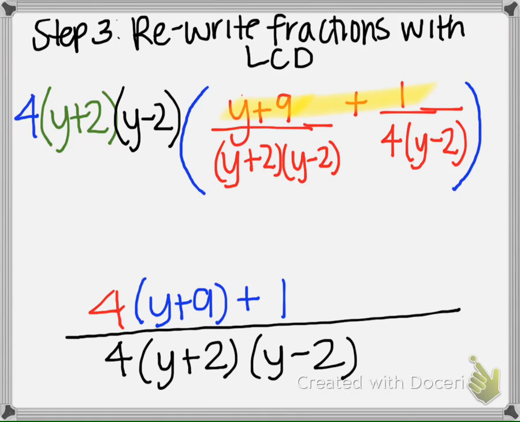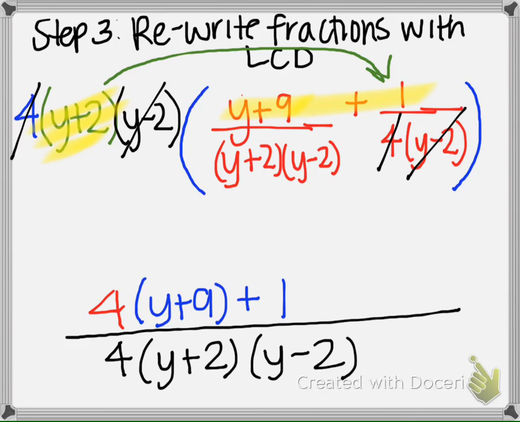Okay, now I'm going to do that with the next fraction. So if I were to think of this here being distributed, it has the 4, it has the y minus 2, but what it doesn't have is this y plus 2. So I need to multiply this y plus 2 with the 1 here. So I'm going to bring the y plus 2 here.